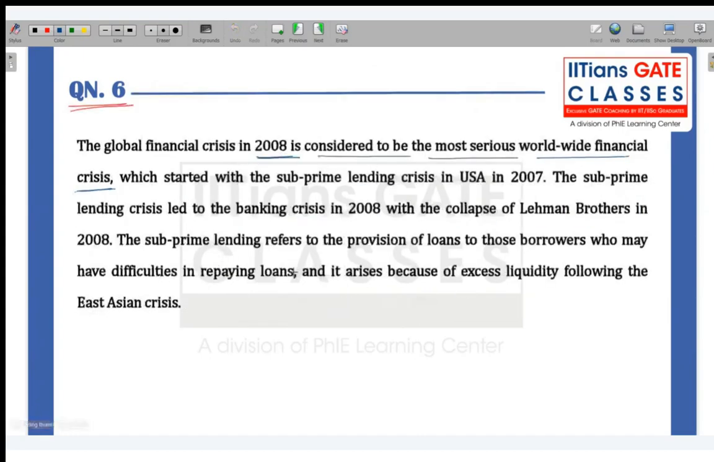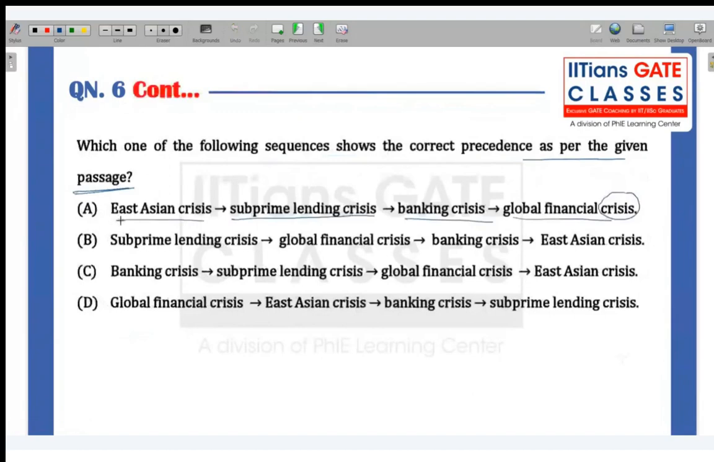The global financial crisis in 2008 is considered to be the most serious worldwide financial crisis. Understood. So the global financial crisis happened in 2008, right? We have to find the precedent order on the basis of time. The event that happened first will be the leftmost, the first event that happens should be on the leftmost side. So let us see.